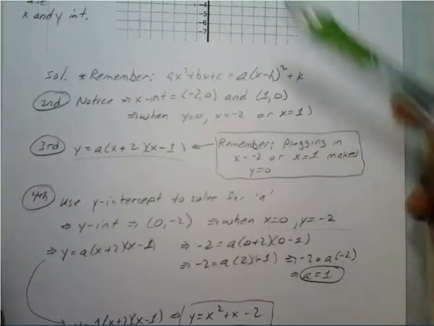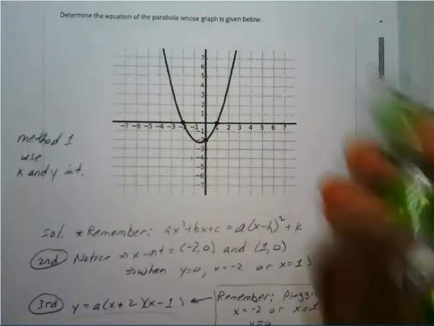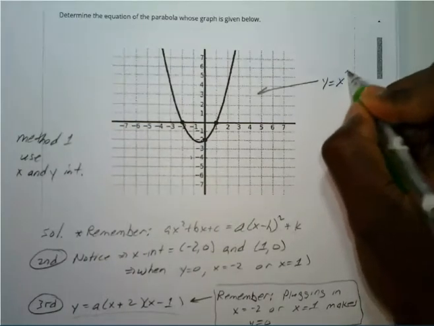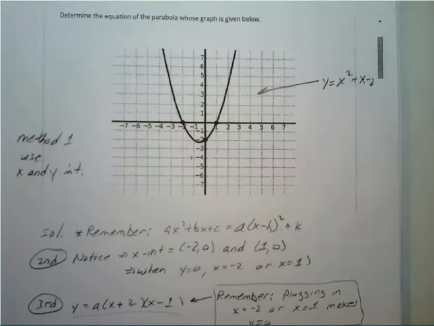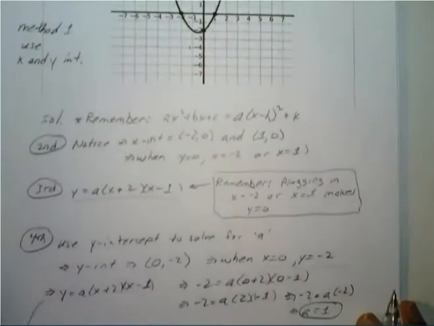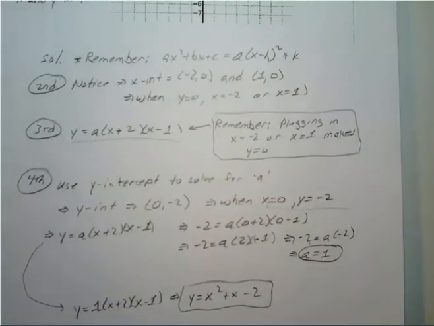So we know that this graph, just based off the graph alone, is y equals x squared plus x minus 2. And I'll bring this up a little bit more if you're still writing. All right, so that's how you find the equation of the graph just from looking at it.